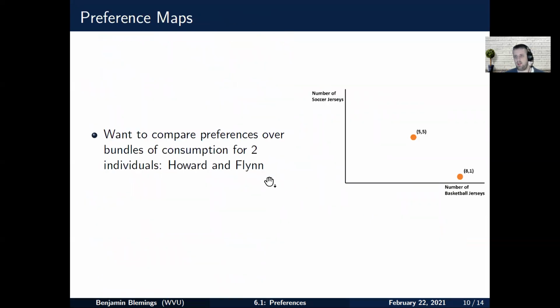And so the last part that I'm going to get more in depth with in the next video is how to use these preference maps to understand differences between having more of one item but less of the other. Because you'll notice in the last one, I only had either more of one and the same of the other, or the opposite way around. And so let's say that we have 2 points. Let's say 5 soccer jerseys, 5 basketball jerseys, and 8 basketball jerseys, 1 soccer jersey. Well, we need to know, is the consumer better off at 5-5 or 8-1?